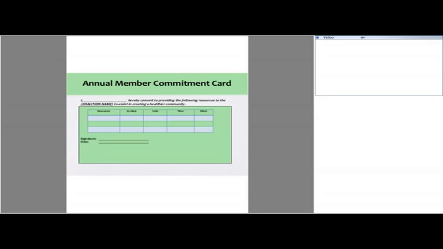Sometimes the letters are more than just a commitment card. There's an actual commitment letter that outlines things in a little more detailed way. But you'll just have to decide for your community which would be the most acceptable method. And I do have samples of both of those, again, on the website.